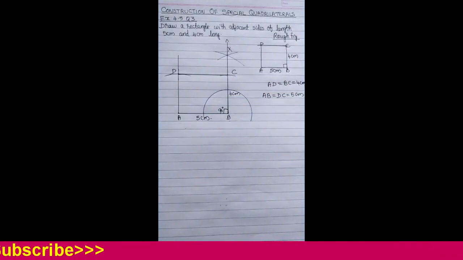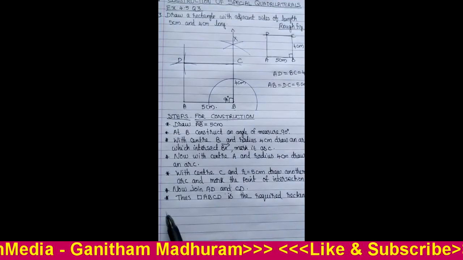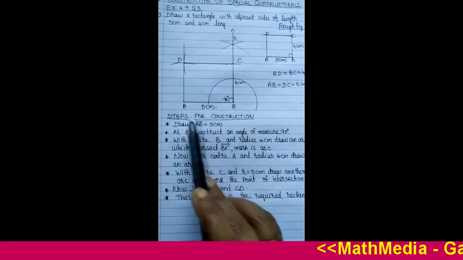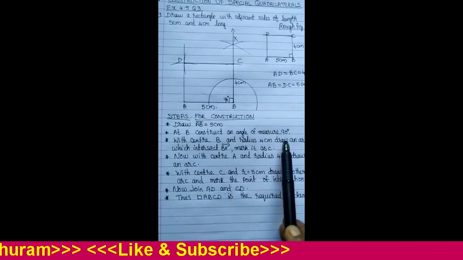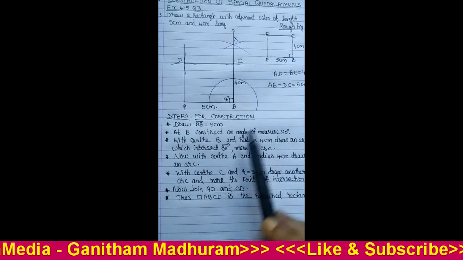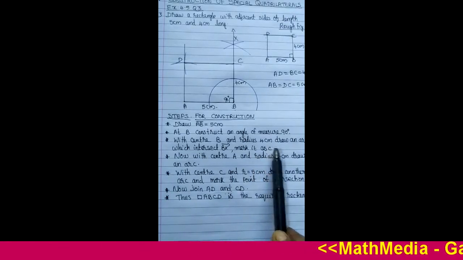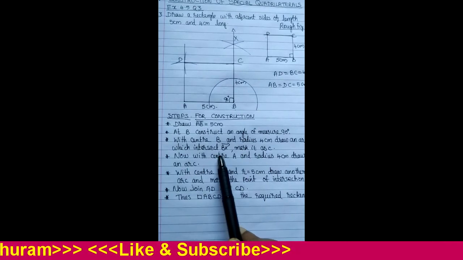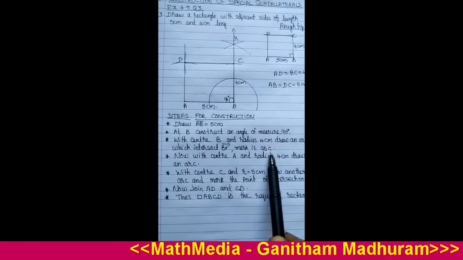Now we can write the steps for construction. The first step, draw line segment AB equal to 5 cm. At B, construct an angle of measure 90 degrees. With the center B and radius 4 cm, draw an arc which intersects ray BX. Mark that point of intersection as C.